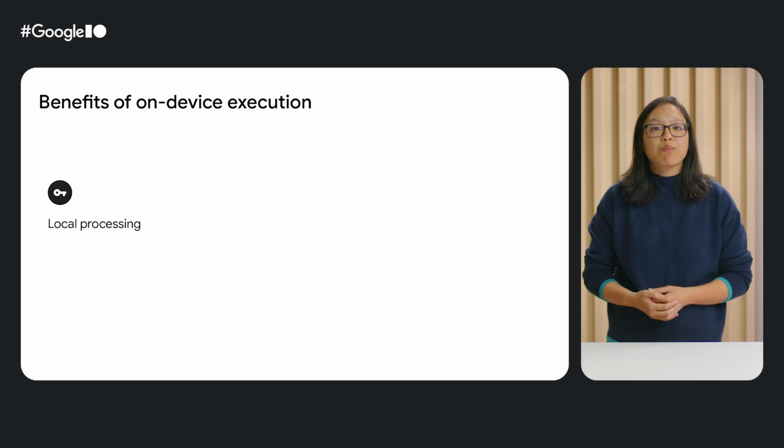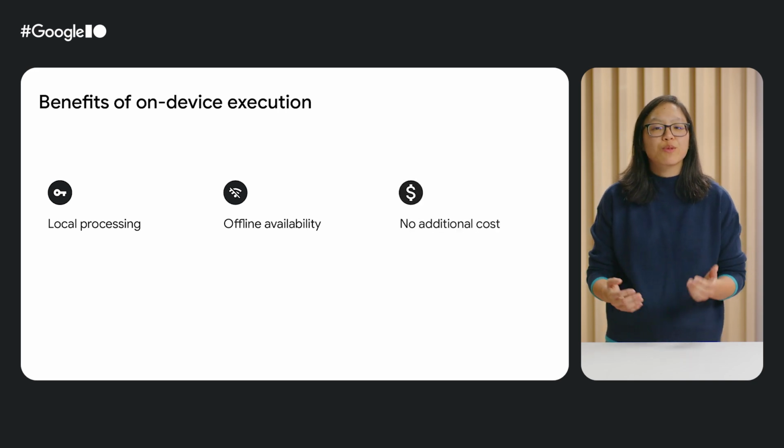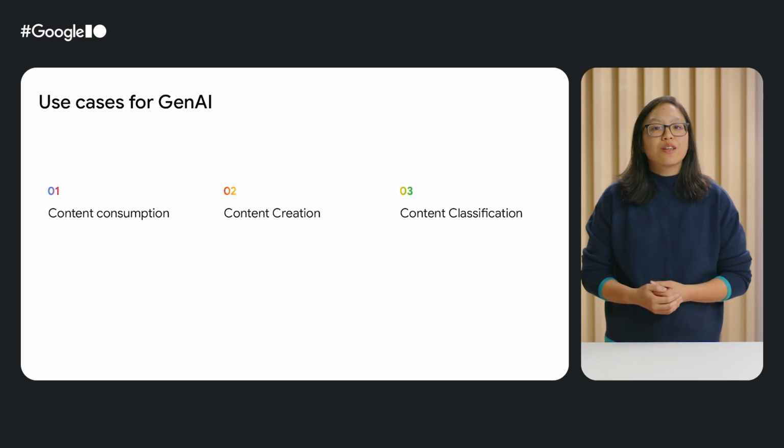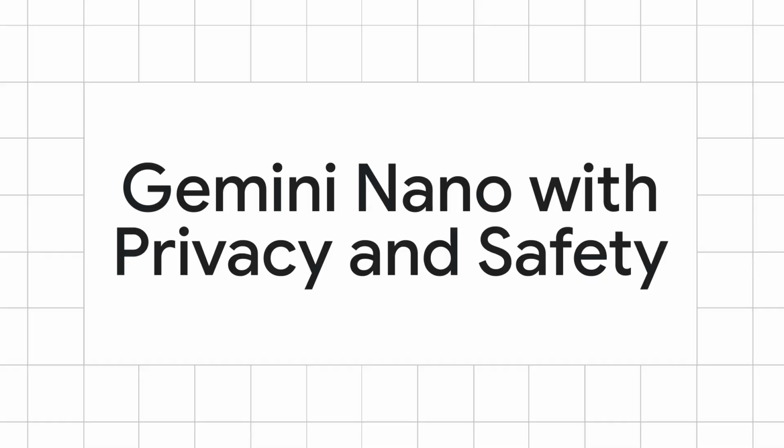Sensitive user data can be processed locally on the device. Functionality of the model does not depend on internet connectivity, meaning the model can output results even with spotty or no internet connection. And lastly, there's no additional cost for each inference, since everything runs on the user's hardware. With these advantages, on-device Gen AI makes a great solution for the use cases involving content consumption, creation, and classification. So let's dive into how you can already enable some of these use cases today.